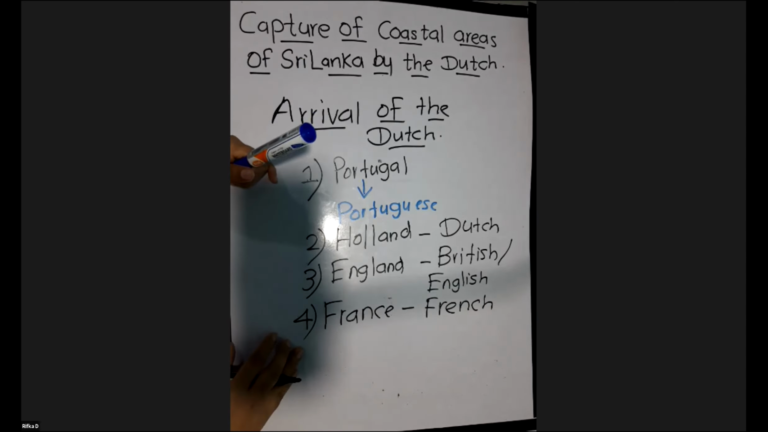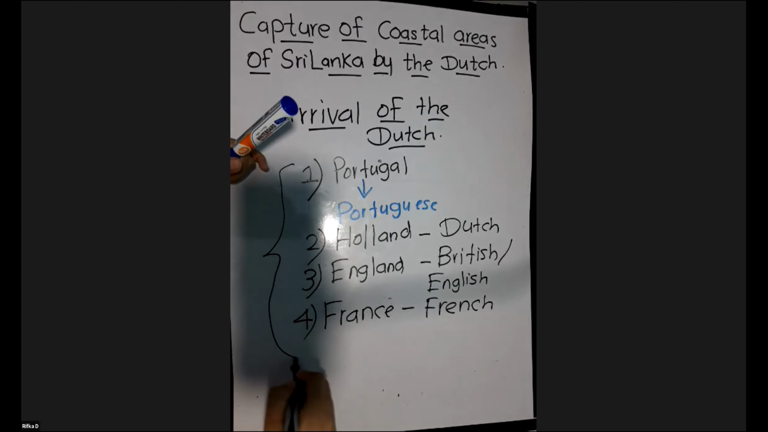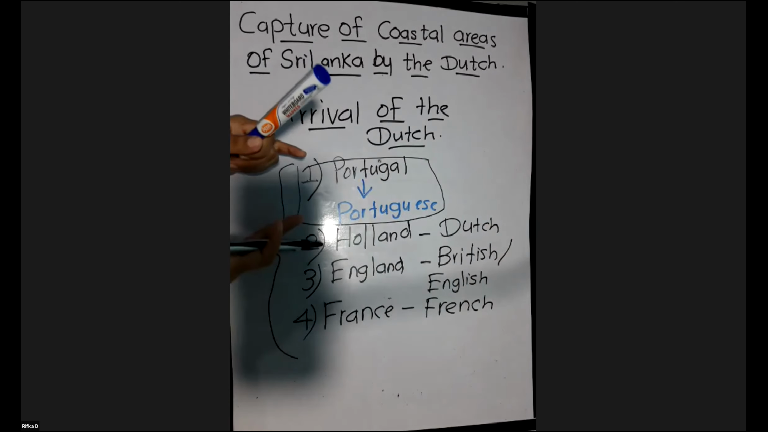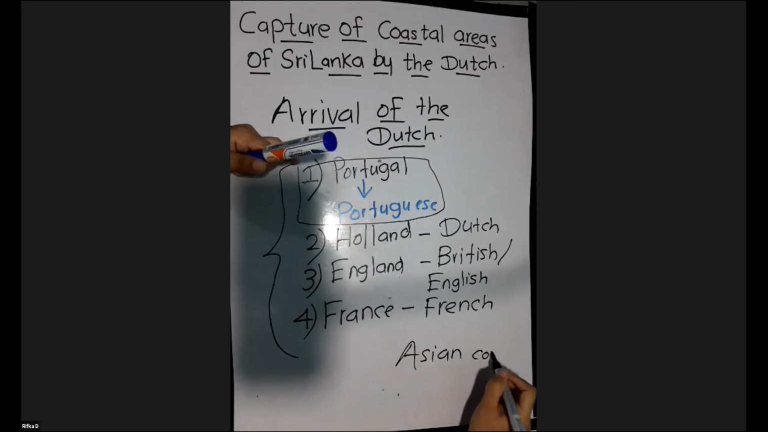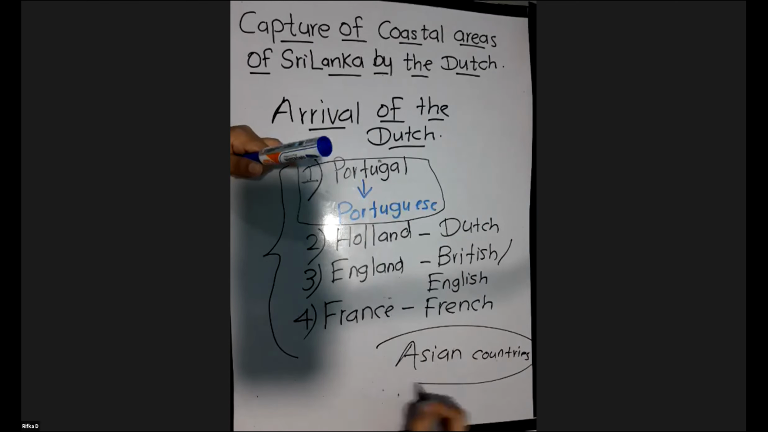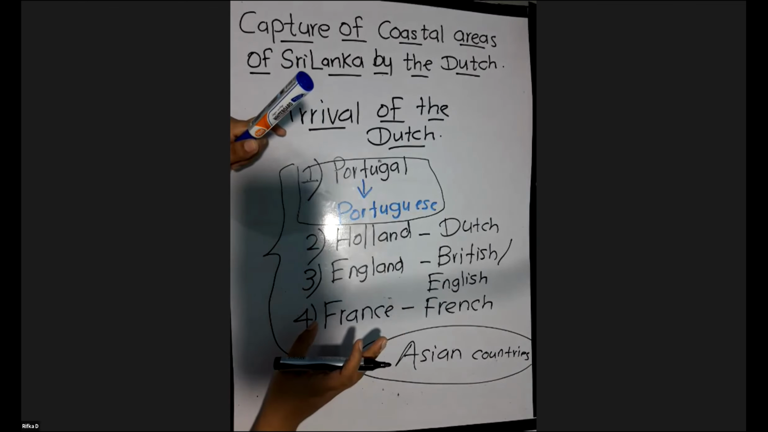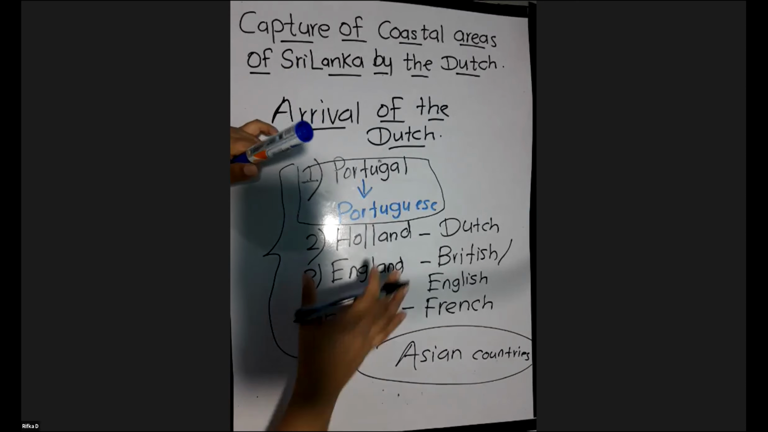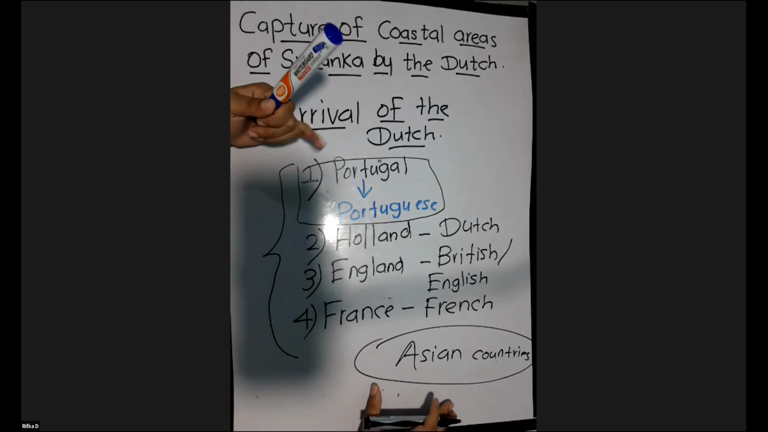So these countries were in competition in finding the Asian countries. Even though all four nations were in competition, the Portuguese were at the forefront in finding the Asian countries. In grade 8, we learned how they arrived in Sri Lanka, how they entered into the affairs of Sri Lanka, and how they established their trading power in Sri Lanka. Before all these nations, the Portuguese were at the forefront.